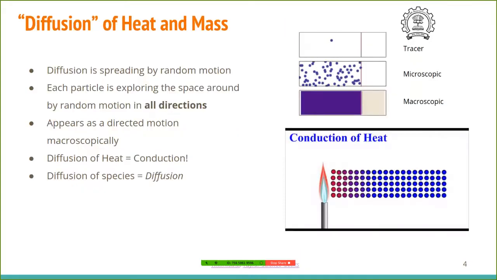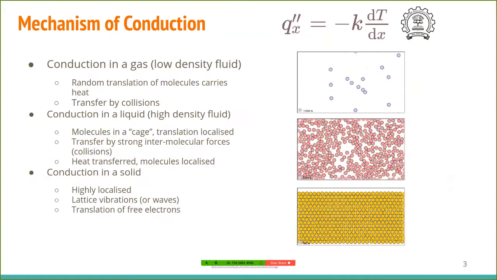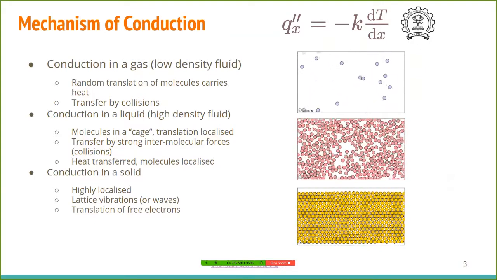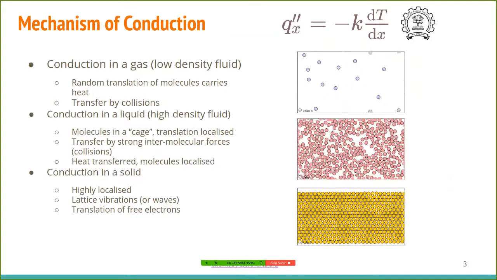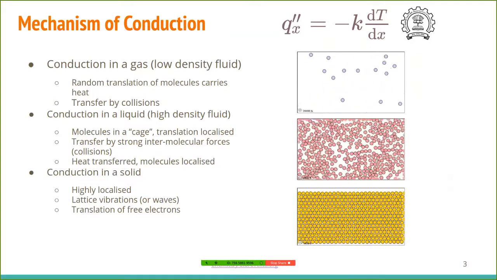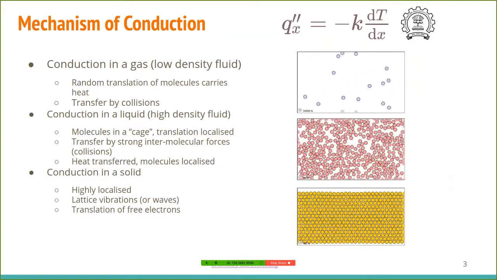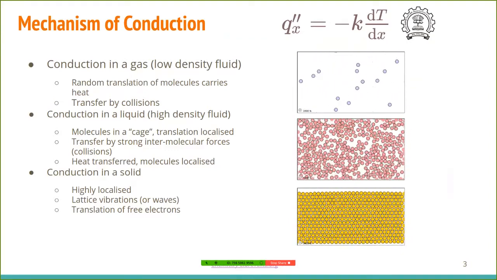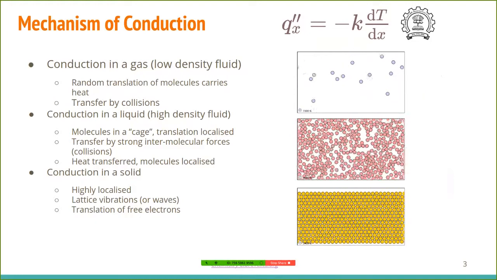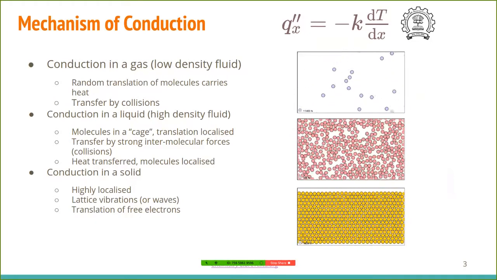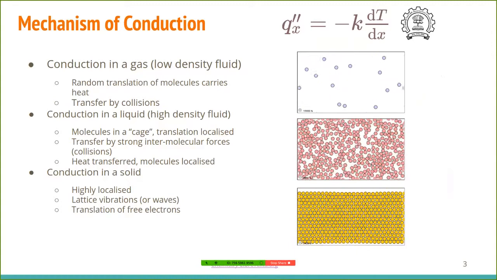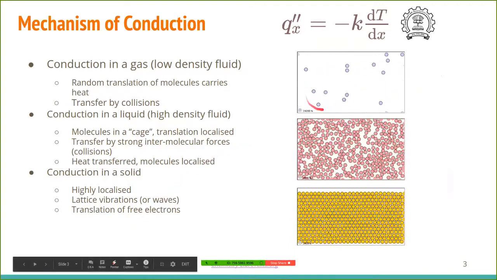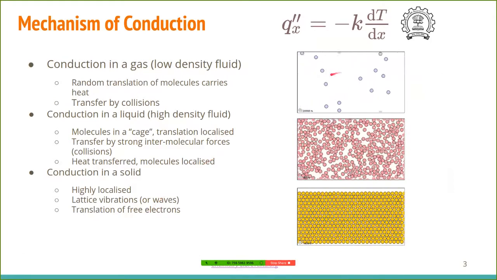Coming to the mechanism of conduction, let us take the molecular picture at three levels: for a gas, a liquid, and a solid. In a gas, molecules are in a rarefied form. They hardly come into contact with each other, and they move very large distances without colliding with each other. So this is the molecular motion in gases.